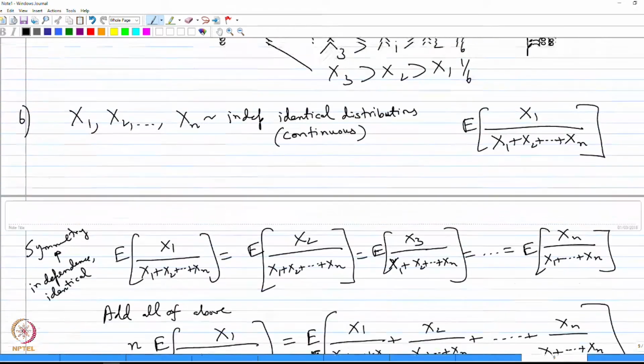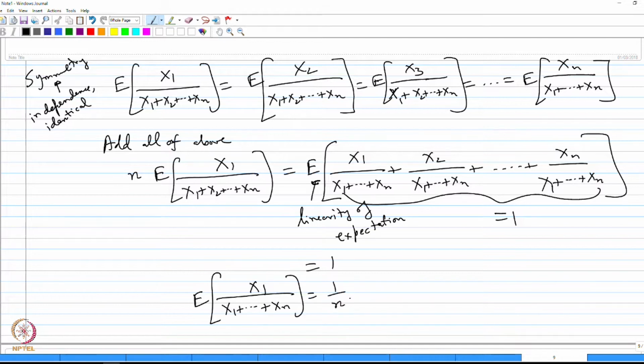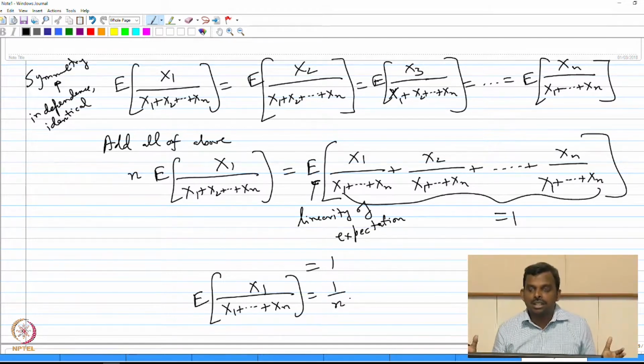But what is this guy inside? This guy is just 1. And what is the expected value of 1? It's just 1. So the expected value of x1 divided by x1 plus xn just evaluates to 1 by n. Okay, so without doing any major integration, you've got to the answer. Quite often, while integration is an obvious way of getting to the answer, if you use symmetry, independence and linearity of expectation, you can avoid a lot of hard work and get very simple and elegant answers. So a lot of probability is simplified by this.